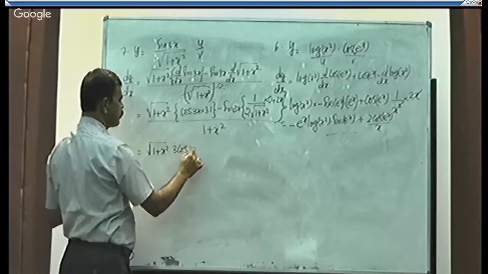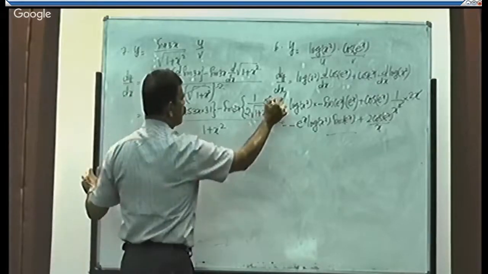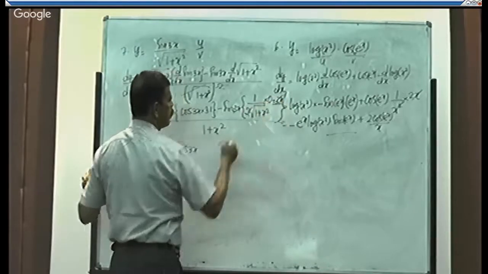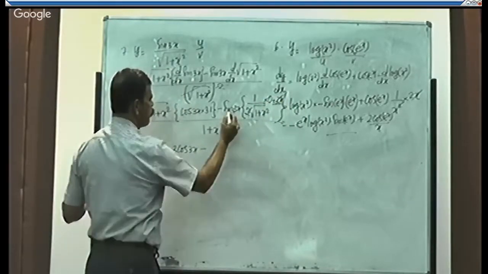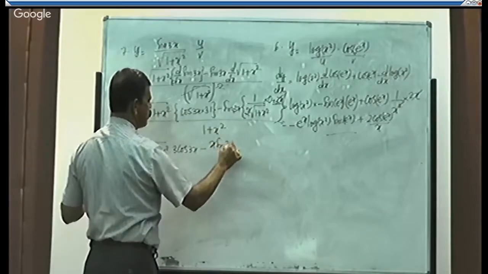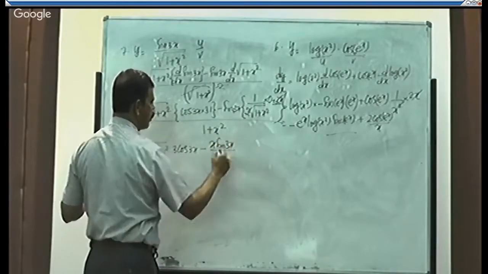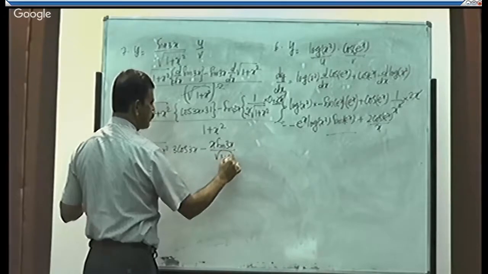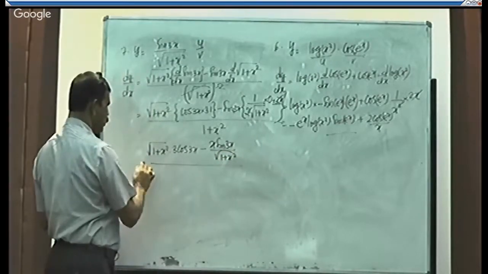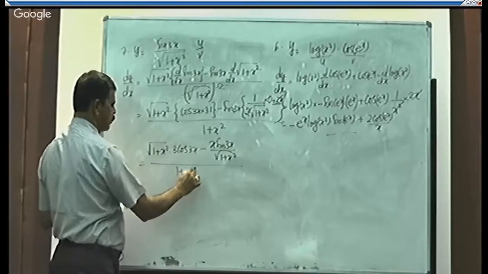cos 3x. This 0 plus 2x is 2x, correct? The 2 gets cancelled. So finally you have minus x into sin 3x divided by root of 1 plus x square, whole divided by 1 plus x square.